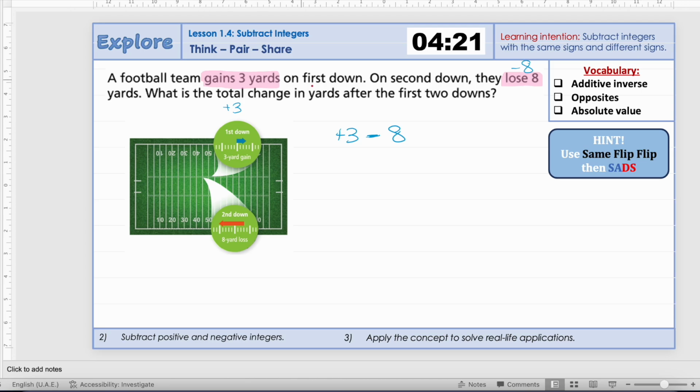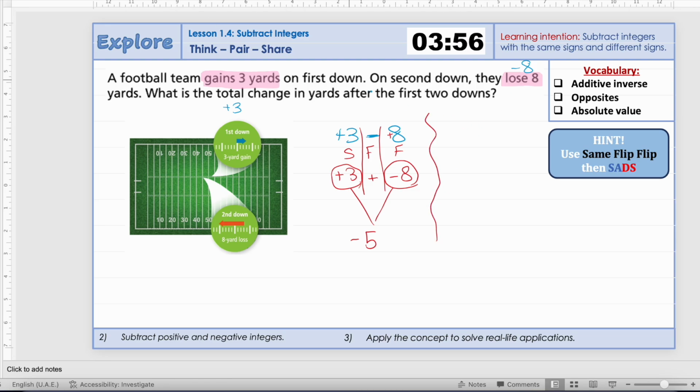And if you wanna use same flip, you're gonna do same flip, same flip, and the 8 is positive, so you're gonna flip it into -8, and then say that this is negative, this is positive, different signs, subtract. It's gonna give you 5, that is negative. That's the same flip.